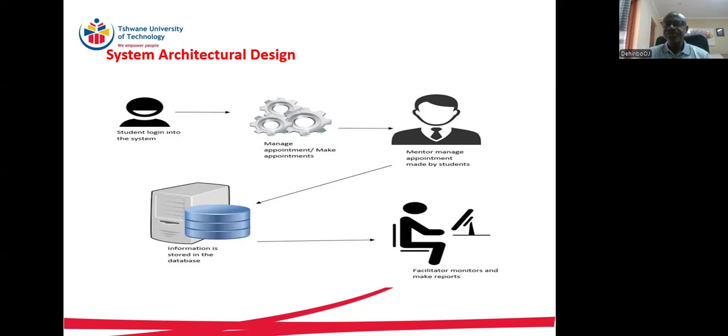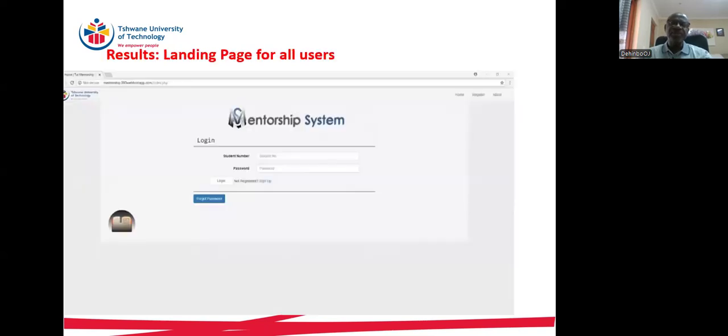And then we also have the facilitators that also log in to monitor how the relationship between the mentees and the mentors is going. So the facilitator is like the representative of the university that will be able to monitor progress and be able to say this is how the mentorship for this year went. So the result of the system developed is hereby shown, starting with the landing page for all the users where they log in.